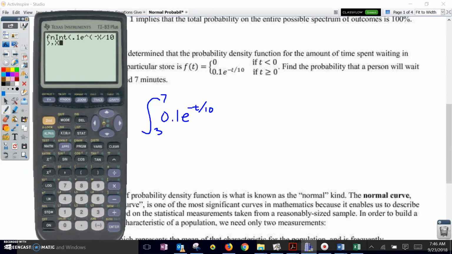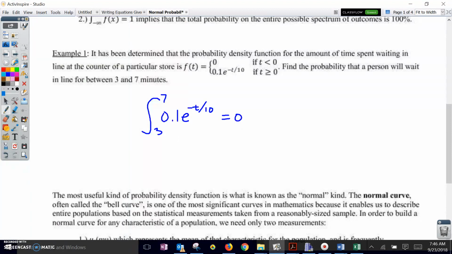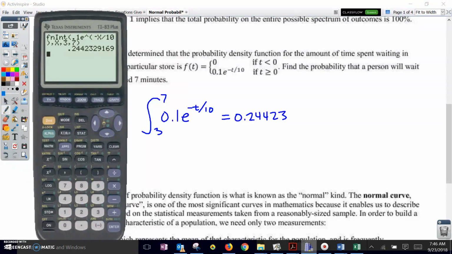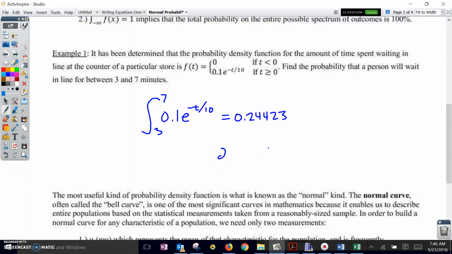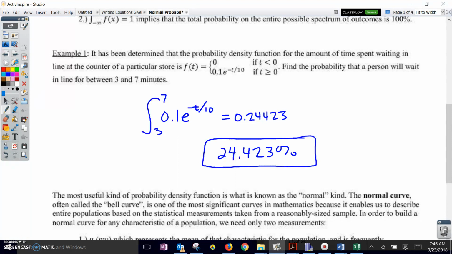And there's my probability density function, and we're integrating 3 to 7. And we find that this is 0.24423, which represents a probability of 24.423% that someone will be waiting in line between 3 and 7 minutes in this particular model.